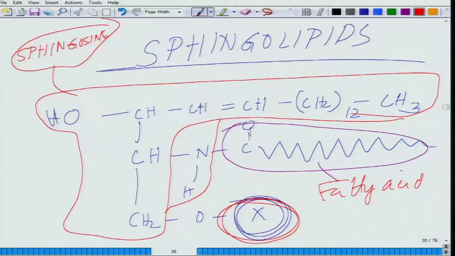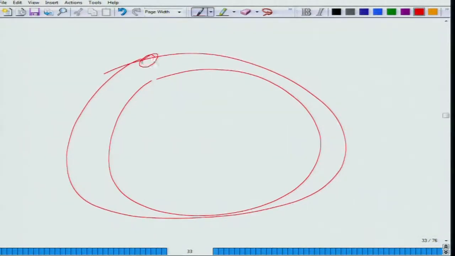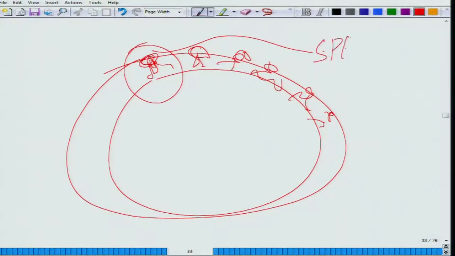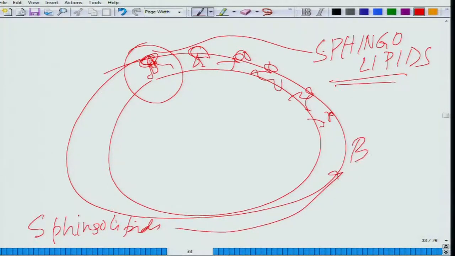So these sphingolipids, if I had to draw the membrane again, if this is the membrane, there are sphingolipids which are present like this out here, embedded within the lipid bilayer along with other lipids. Okay. So these sphingolipids, what I draw, have a wide range of modifications. These sphingolipids at cell surfaces are sites of biological recognition. Okay. So sphingolipids for biological recognition.